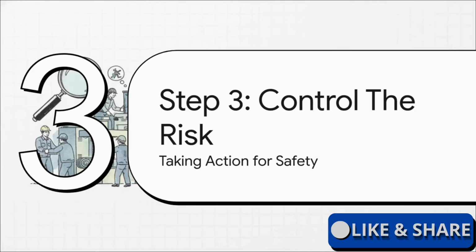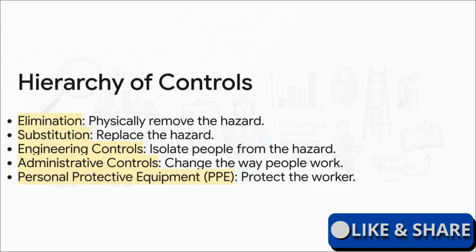Okay, now for the part where we actually make a difference. Step three, controlling the risk. We've done our homework, we've done the analysis, now it's time to actually take action and make things safer. But here's the thing. Not all actions are created equal. This is called the hierarchy of controls, and it ranks solutions from the most effective down to the least. Right at the very top, the absolute best thing you can do is elimination. Can you just get rid of the hazard completely? If you can't, can you substitute it with something safer?